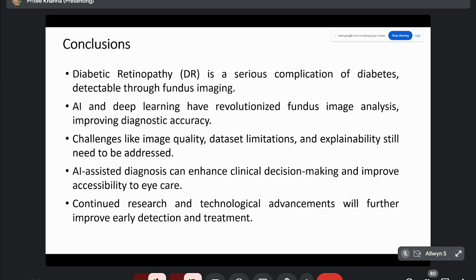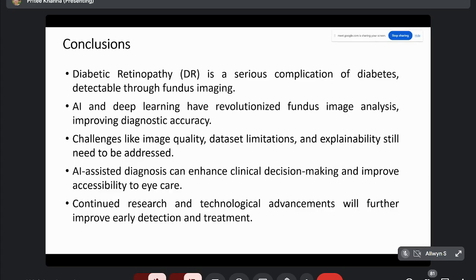Just to conclude, diabetic retinopathy is a serious complication of diabetes, which can be detected through fundus images. And here we know a lot of methods. If you see the literature, AI and deep learning have revolutionized fundus image analysis, and many methods are there where day by day we are getting improved diagnostic accuracy. But still, as I told you, there are several challenges yet to be addressed: image quality, data set limitation, explainability.